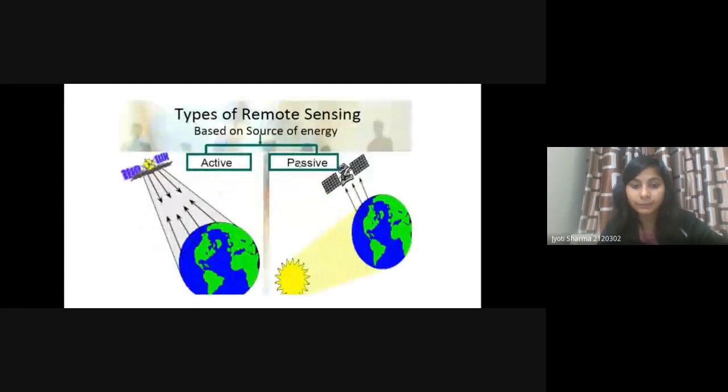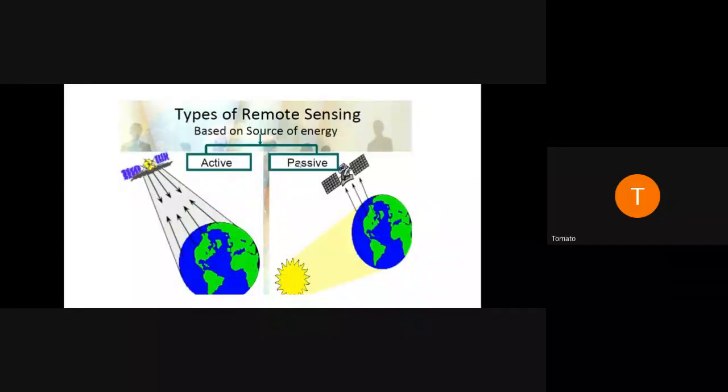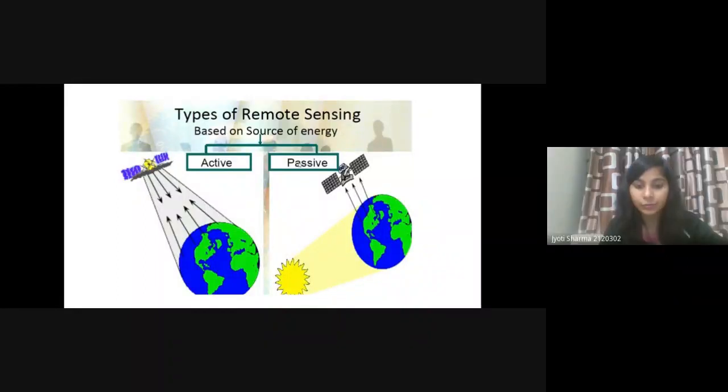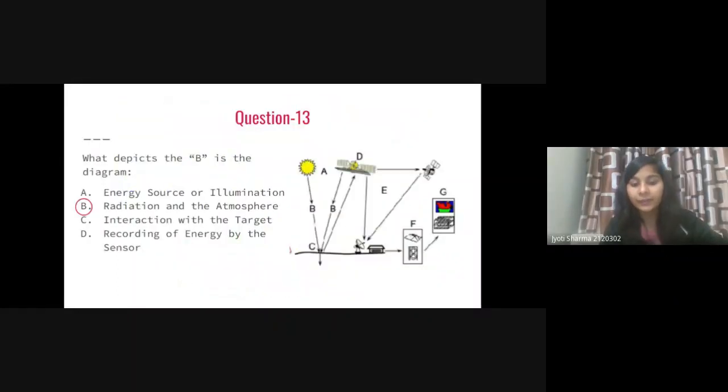Okay, Rajpala. So we have two types of remote sensing, the active and passive. Active, I show you in that figure. If you see, A, that is the sun, is giving the energy at C, means at the receptor, and this energy will be reflected back, and this energy will be sensed by the sensor that is present in the satellite. If this energy is given by the sun, then this is known as the passive remote sensing.